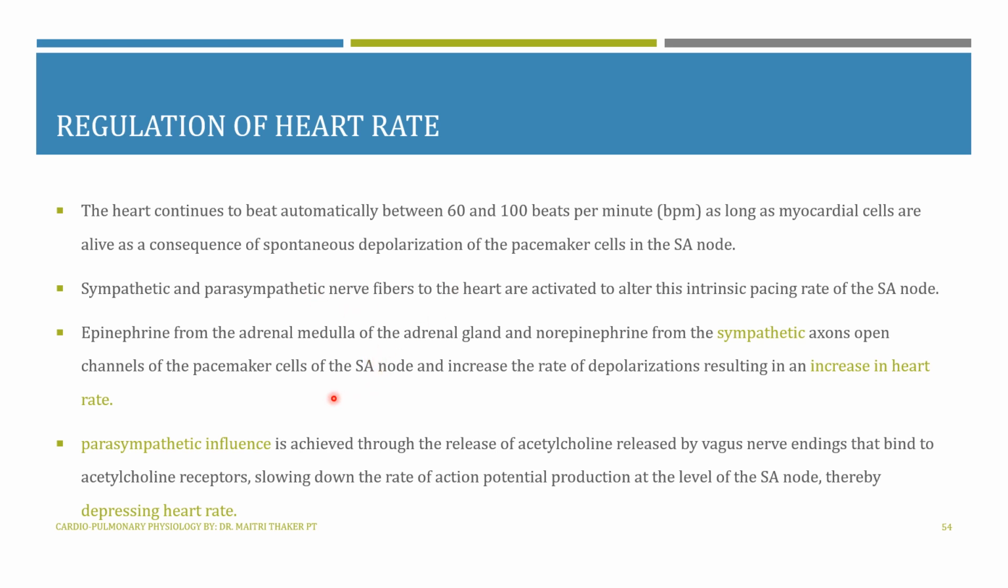So epinephrine from the adrenal medulla of the adrenal gland. The adrenal gland is attached to our kidney, that is one hormonal gland of our body. Epinephrine is a hormone that is under the influence of our sympathetic nervous system. So epinephrine and norepinephrine, also known as adrenaline and noradrenaline, open the channels of pacemaker cells of the SA node and increase the rate of depolarization, resulting in an increase in heart rate.